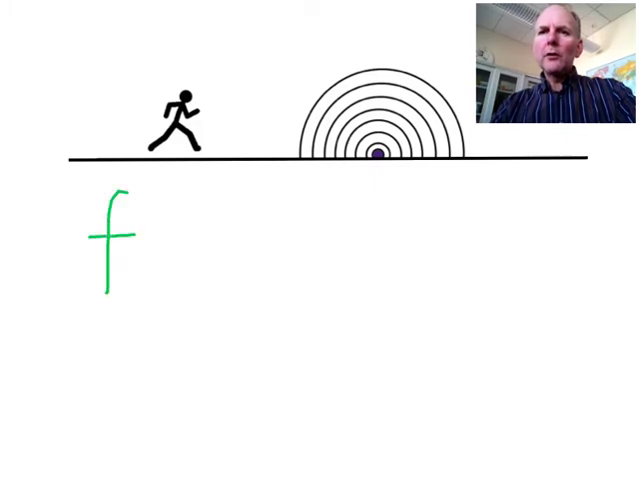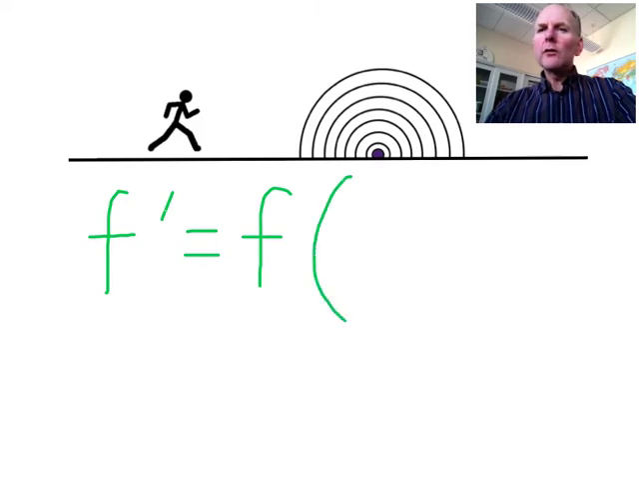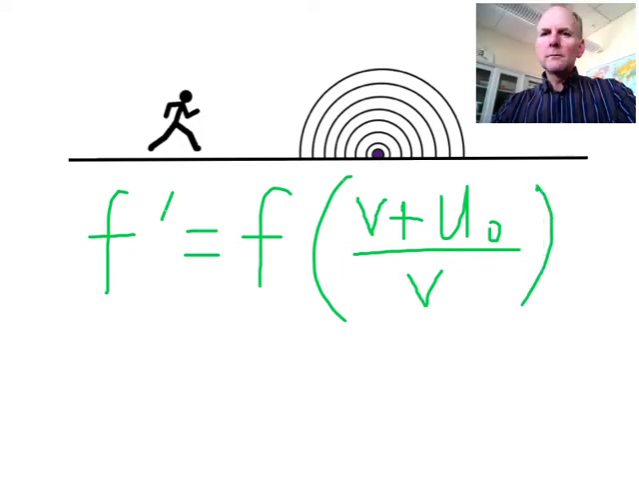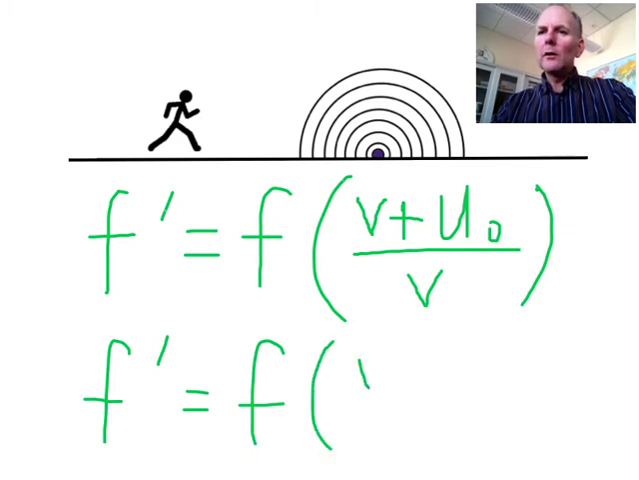The frequency, the apparent frequency, is now given by the true frequency of sound, and the equation is flipped: v plus uo, so that's the speed of the observer, the running observer, over v, which is still the speed of the sound waves in air. If the person is running away from the sound source, then the equation becomes apparent frequency equals true frequency, speed of the wave minus the speed of the observer over the speed of the wave.